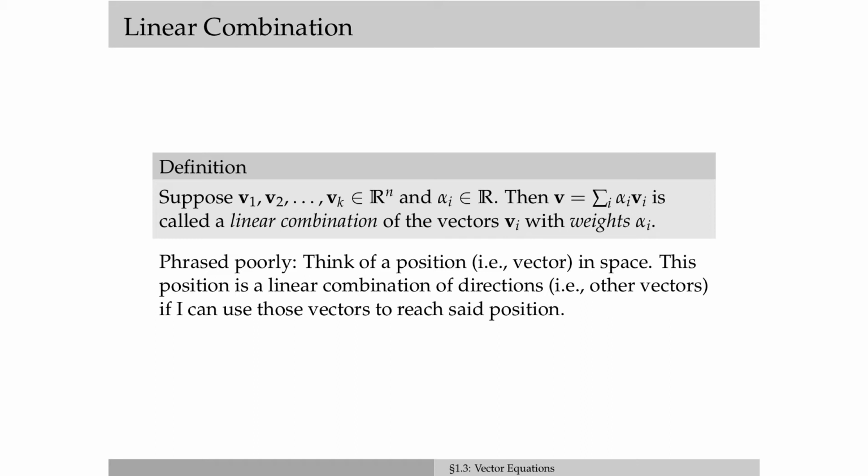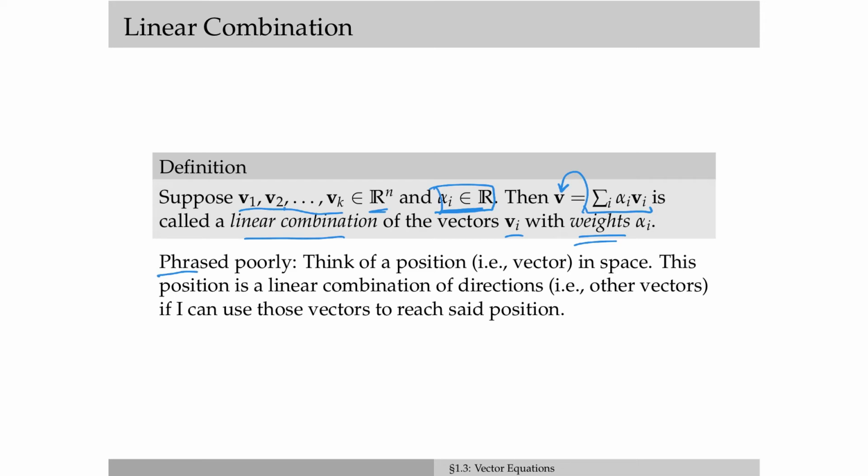All right, so suppose v1 through vk, I just grab a bunch of vectors from Rn and some scalars. Now what I do here is I take those vectors and scalars and I just add them up. That result is some vector v. It is a linear combination of these vectors, and we visualize these scalars, alpha i, as weights.